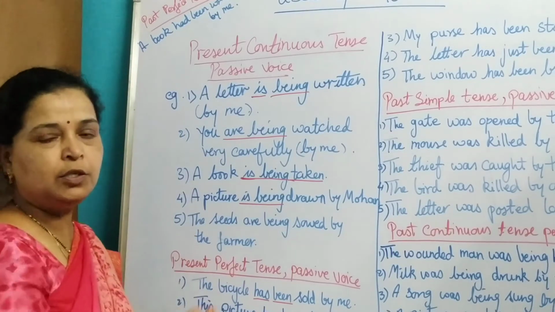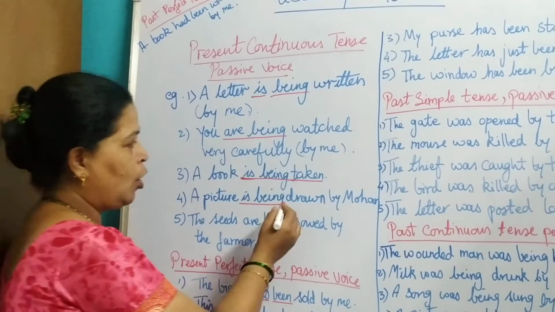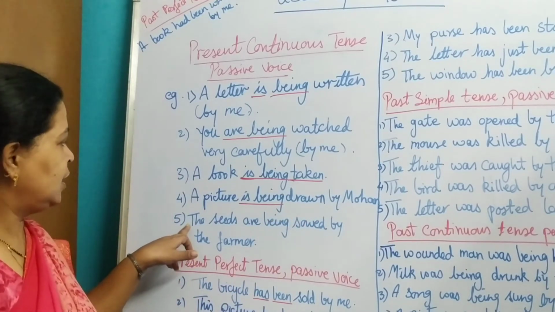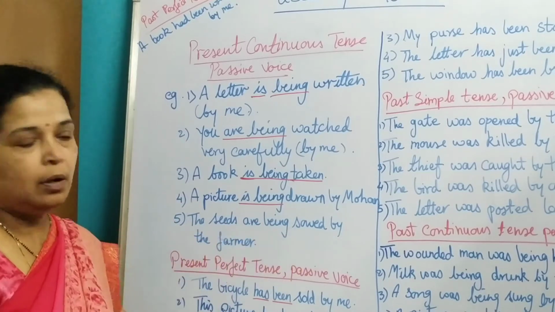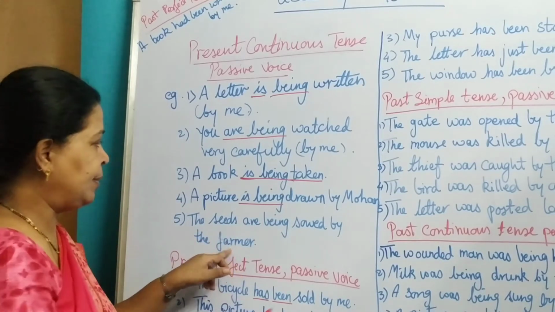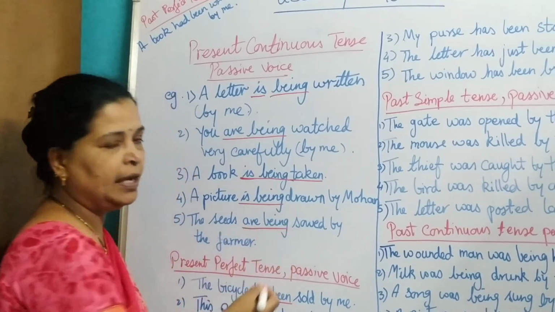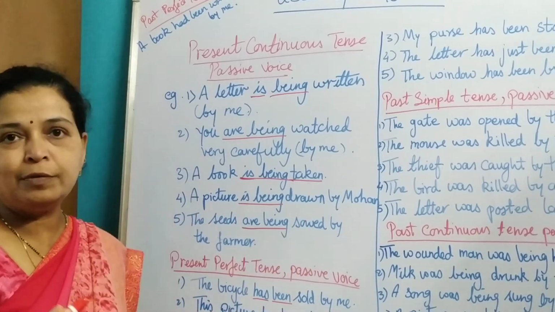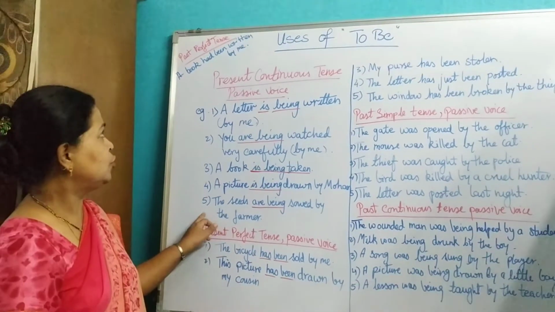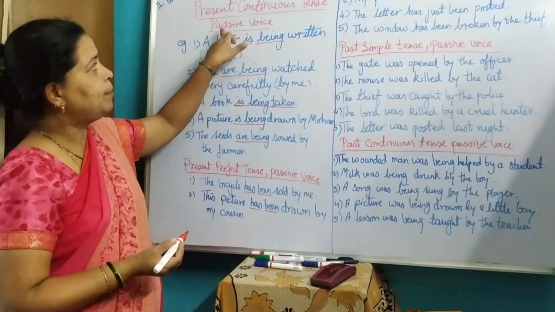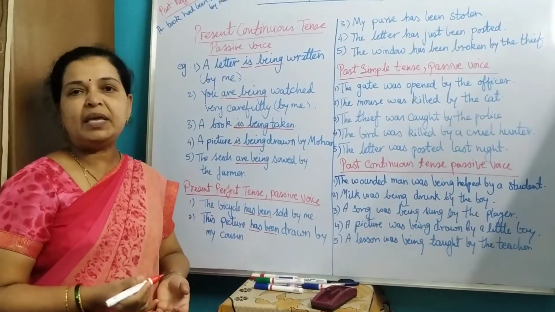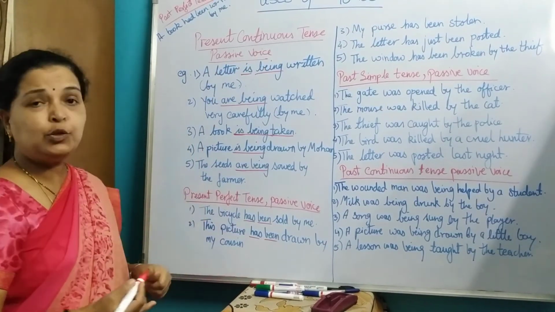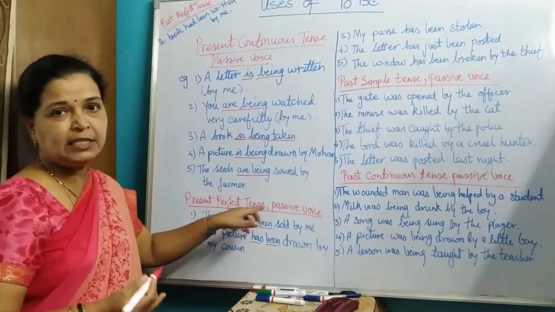Okay, so to be is used as helping verb. Drawn, past participle of to draw. Fifth sentence, the seeds are being sowed by the farmer, which is the helping verb are being, form of to be. Sowed, past participle of the verb sow. Okay, so that was present continuous tense, passive voice, the use of to be as auxiliary verb in the passive voice. Okay, next we have present perfect tense, passive voice.